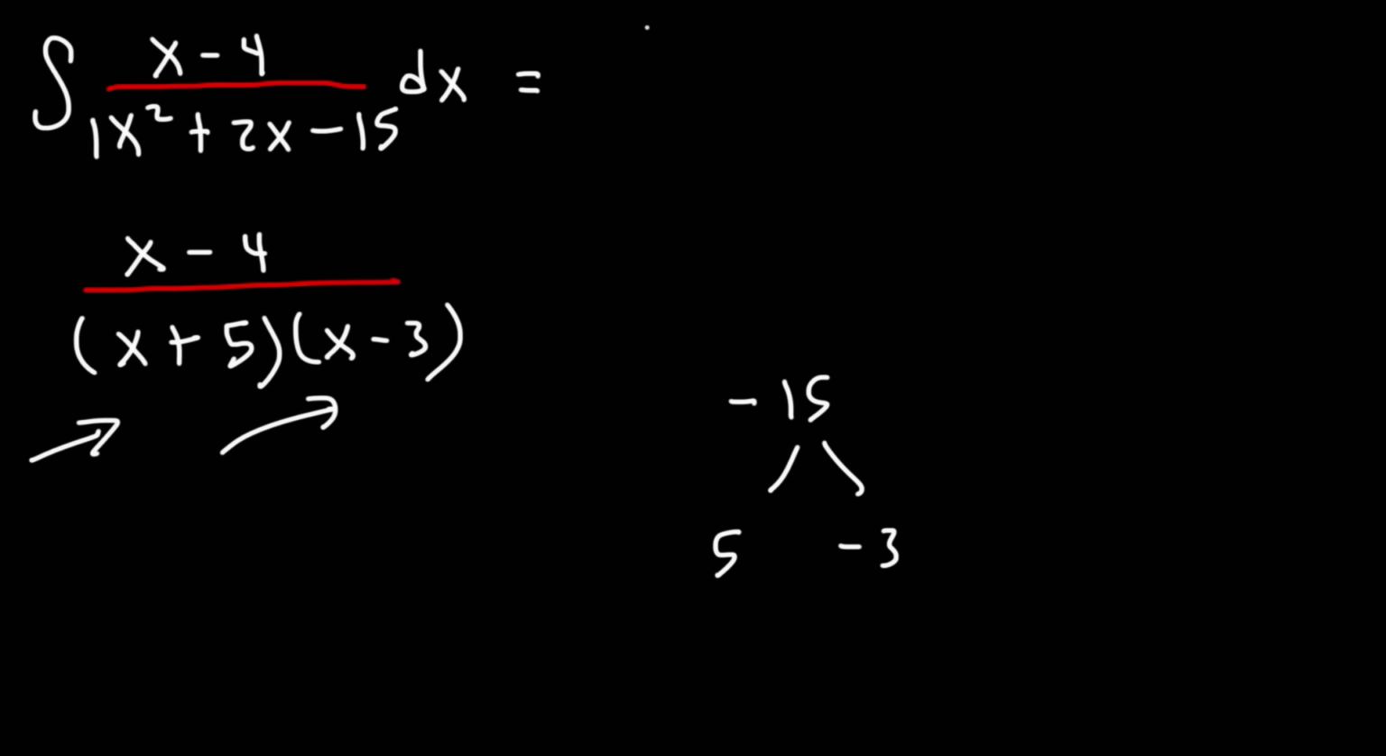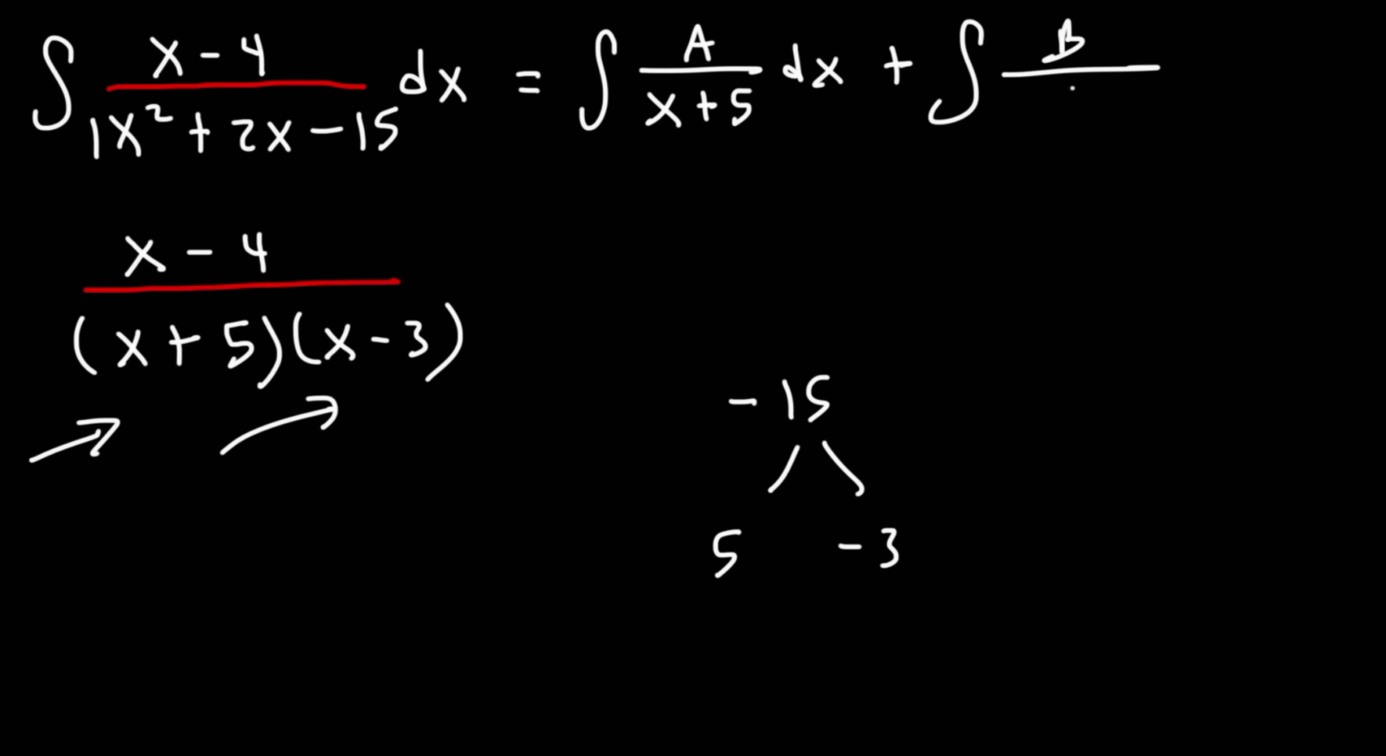So we can write this as the integral of a over x plus 5 dx plus the integral of b over x minus 3 dx. Like last time, we need to calculate the values of a and b, and then we can find the answer.